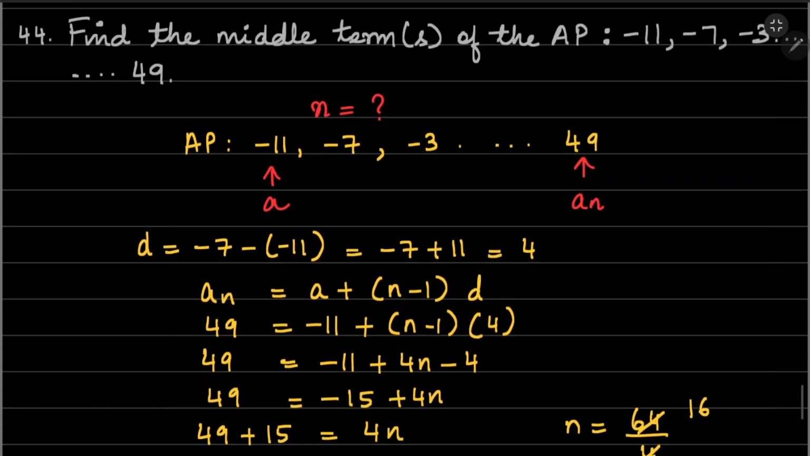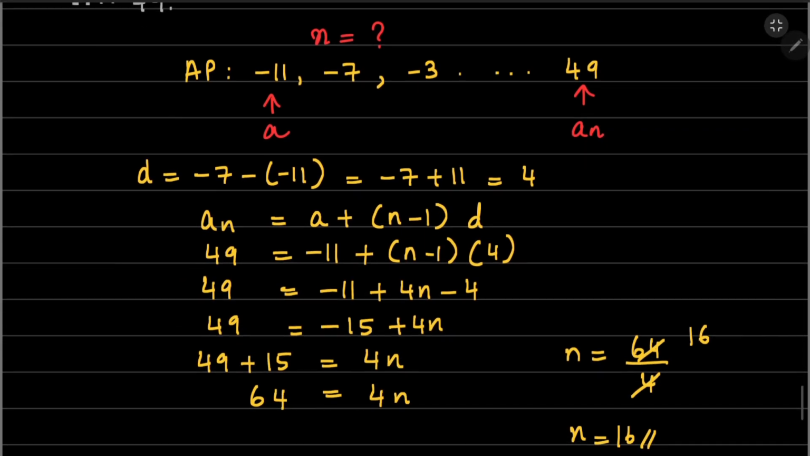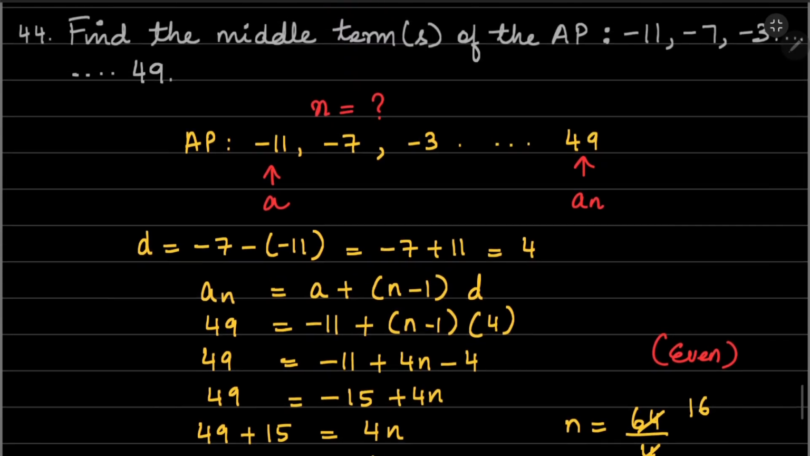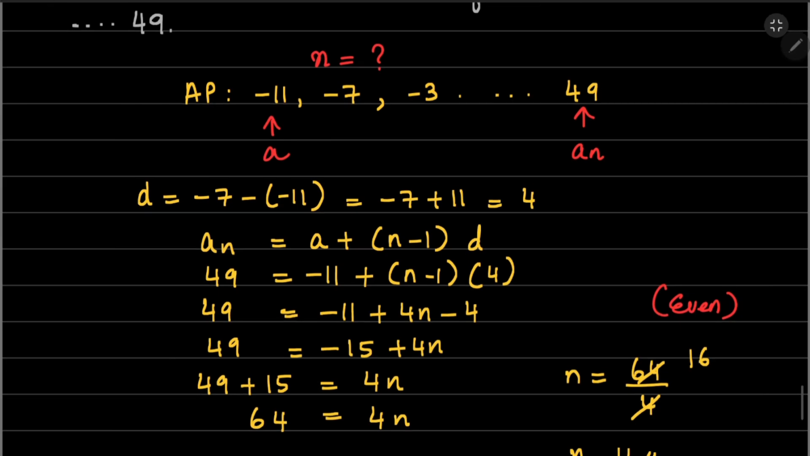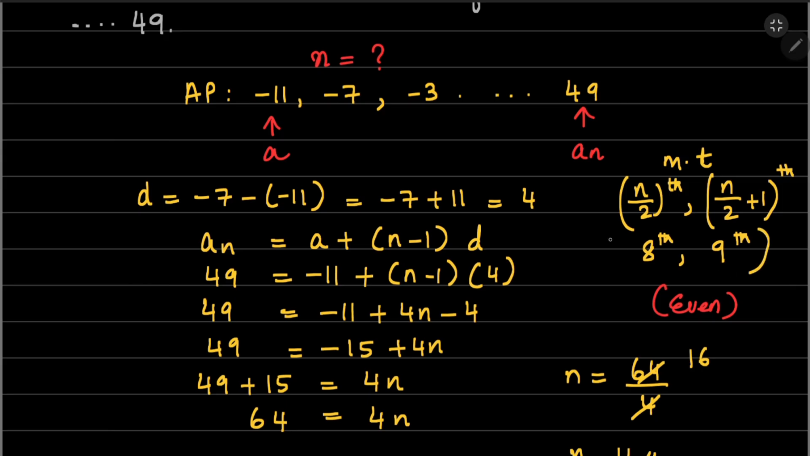So find the middle term. n is equal to 16. That is, the number of terms is an even number. Correct? n is even. So if n is even, then there will be two middle terms. So what are the two middle terms? The first term would be the n by 2th term and the n by 2 plus 1th term. So what is 16 by 2? It's the 8th term and the 9th term, which will be your middle terms.